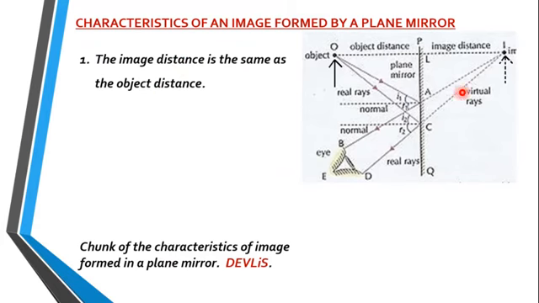Let's check. If you look at this image, its distance behind the mirror, from the mirror surface to this side, is the same as the object distance in front of the mirror. So let's take note of that. The image distance is the same as the object distance.